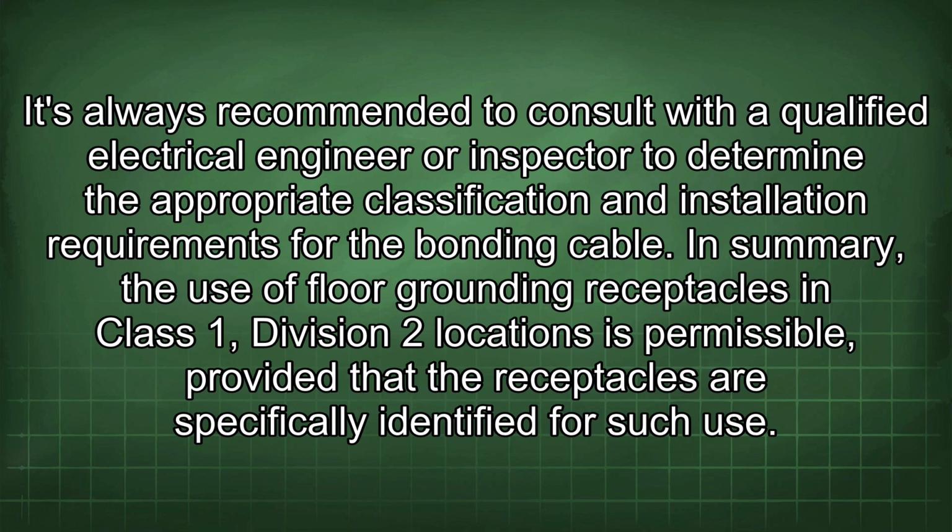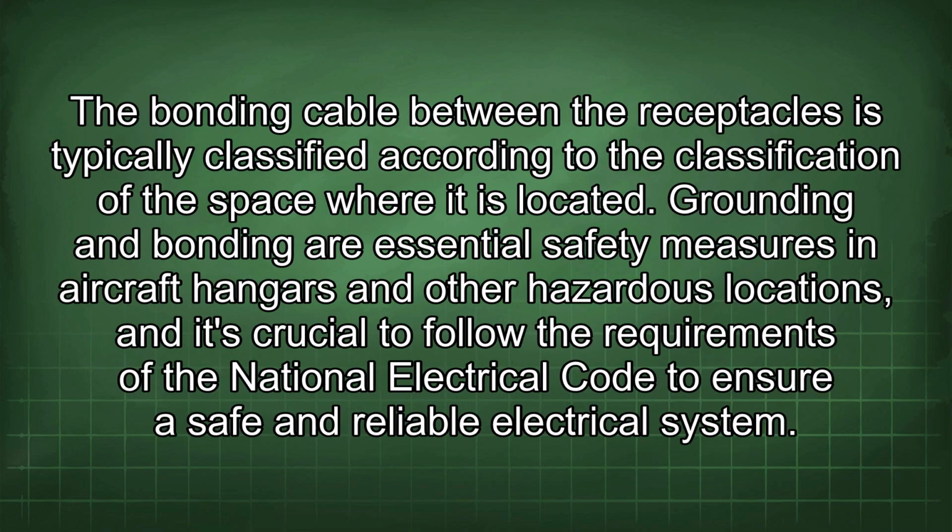for the bonding cable. In summary, the use of floor grounding receptacles in Class 1, Division 2 locations is permissible, provided that the receptacles are specifically identified for such use. The bonding cable between the receptacles is typically classified according to the classification of the space where it is located. Grounding and bonding are essential safety measures in aircraft hangars and other hazardous locations, and it's crucial to follow the requirements of the National Electrical Code to ensure a safe and reliable electrical system.